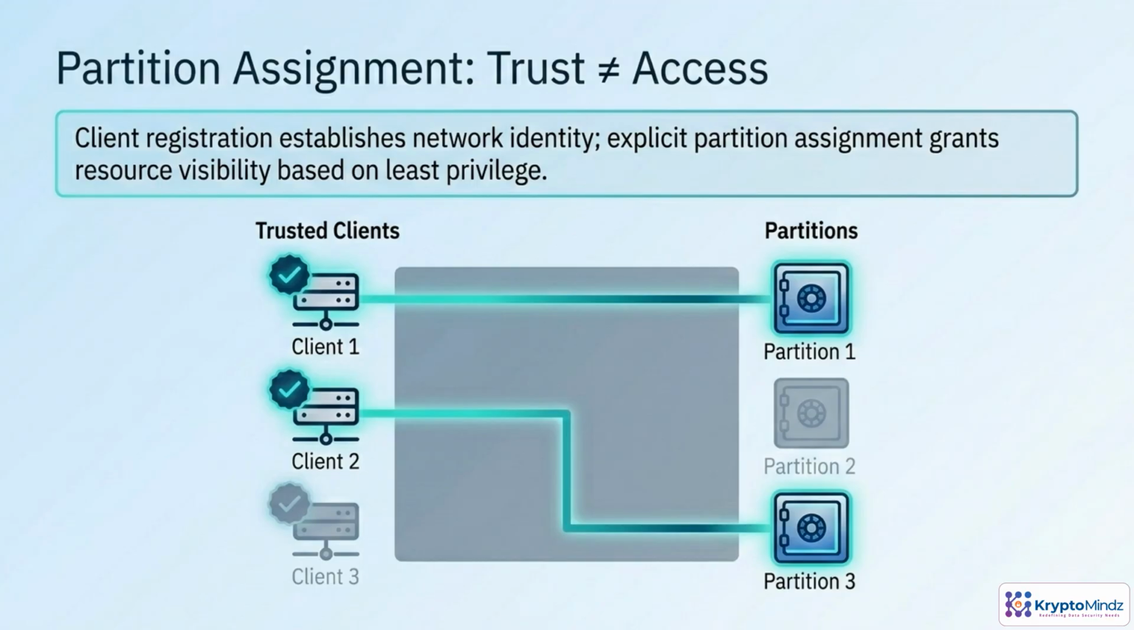Registering a client only confirms who it is. It doesn't define what it can use. That's where partition assignment comes in. The administrator maps each trusted client to specific HSM partitions, and those partitions appear as the only usable cryptographic slots for that client. A client might need multiple partitions or just one. The key principle is least privilege. Assign only the partitions that particular application truly requires.